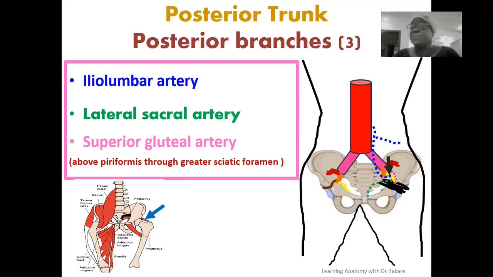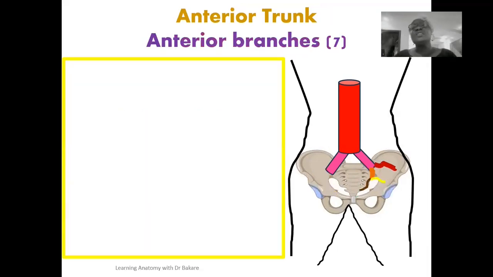So these are the three branches that would emerge from the posterior trunk of the internal iliac artery. We have the iliolumbar branch, we have the lateral sacral branch, and finally we have the superior gluteal branch. So these branches are the subsequent branches that would emerge from the posterior trunk. So let's drive further on the anterior trunk. So we say that the anterior trunk will produce 7 branches.